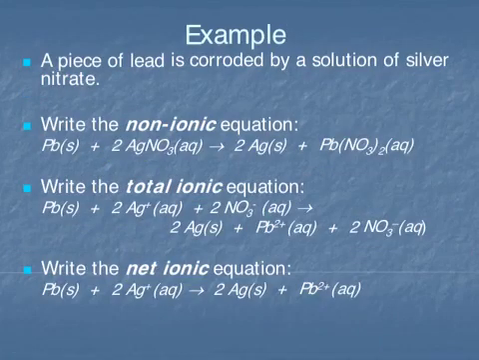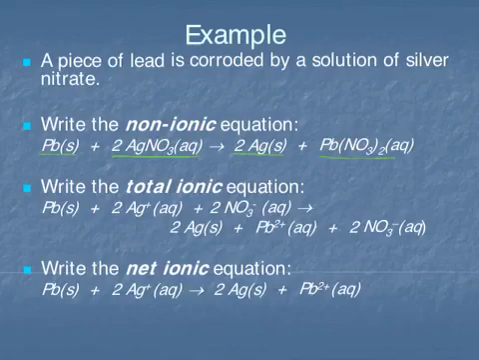So let's go through an example where we're asked to find the oxidation and reduction half reactions. Our example here is a piece of lead being corroded by a solution of silver nitrate. The first thing we're going to do is write the molecular equation, just like we did in Chem 20. So we have solid lead plus 2 silver nitrates yields 2 solid silver and lead 2 nitrate solution.